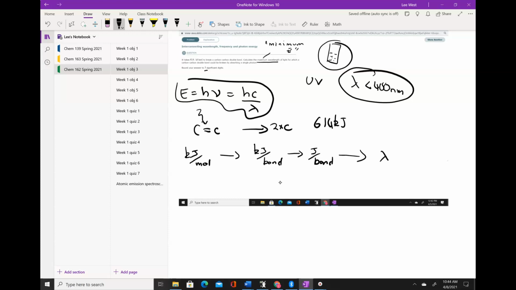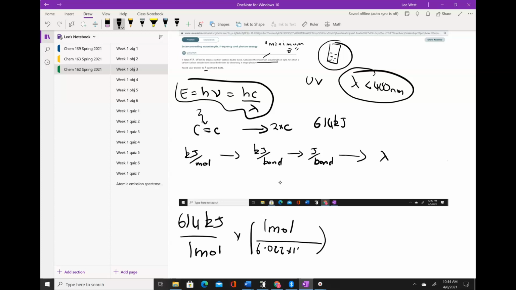So let's do this. 614 kilojoules for a whole mole of bonds. And then I know that in 1 mole, there's going to be 6.022 by 10 to the 23 bonds.